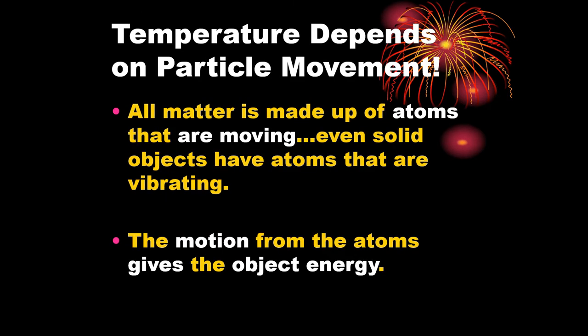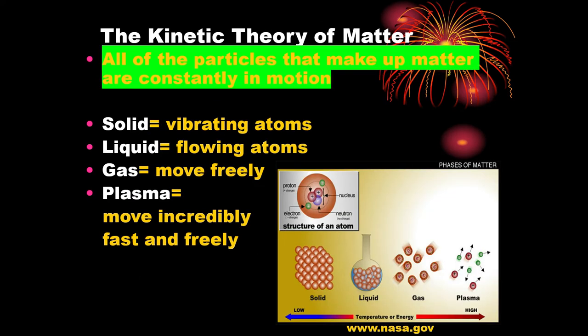So temperature depends on particle movement. We already know all matter is made up of atoms that are moving, and even solid objects have atoms that are vibrating, but they do not change position. The motion from these atoms gives the object energy. The kinetic theory of matter is that all particles that make up matter are constantly in motion.